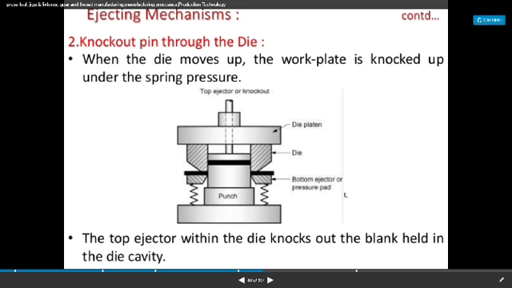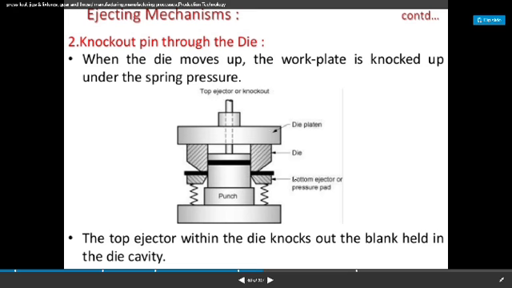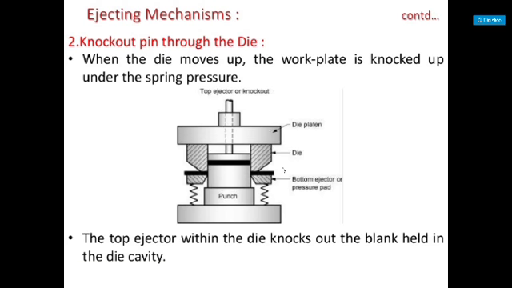Knockout pin to the die. When the die moves up, the work plate is knocked up under the spring pressure. Here you can see that the spring pressure and all the arrangement is there. The top die ejector within the die knocks out the blank held in the die cavity.